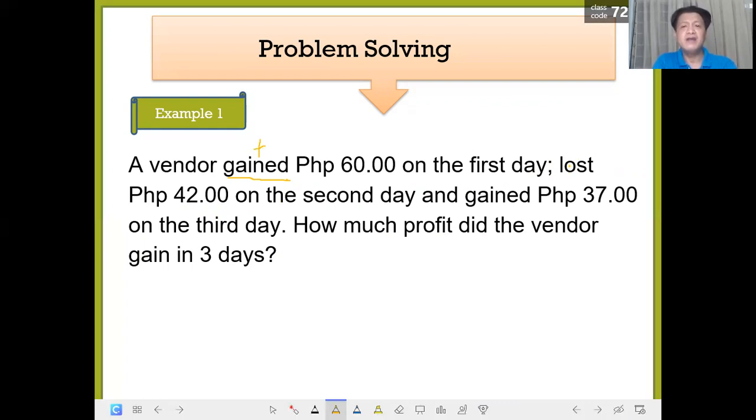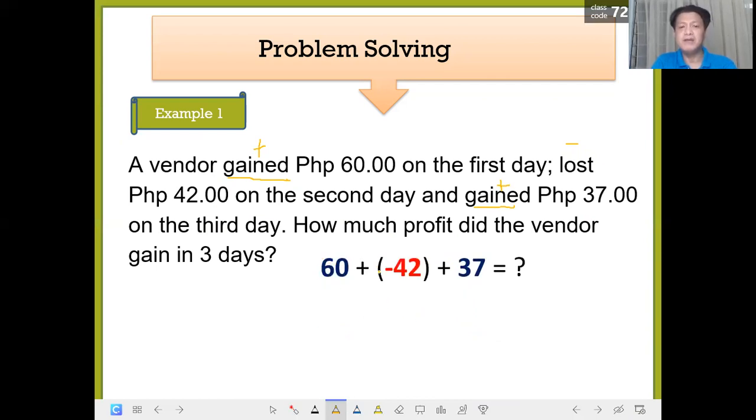Then on the second day, he lost 42 pesos. When we say lost, you lose something, money is spent. It simply means your money decreased. So we represent that as negative. And another, we have gain. It means he had money again, his money increased. So that is positive. With that, we can represent this using the operation of addition.